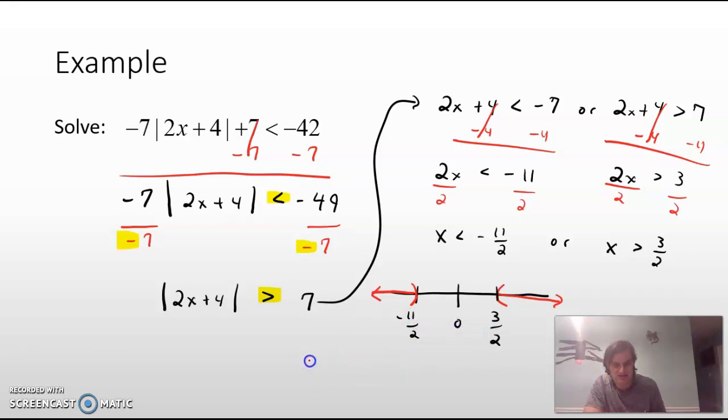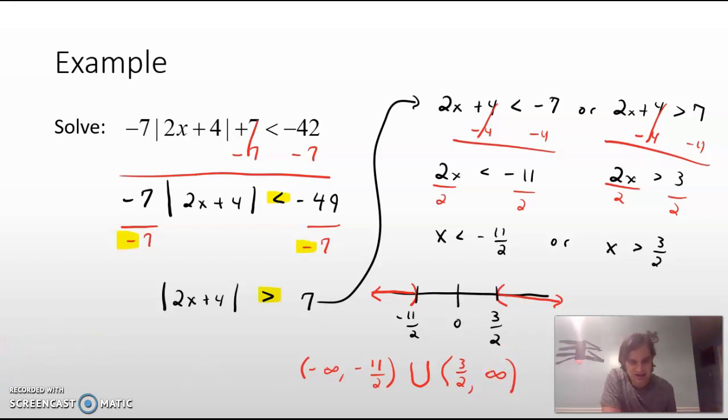Putting that in interval notation, left arrow is parenthesis, negative infinity up to negative 11 halves, parenthesis for the less than. And we said we could write "or," but we'll use the union symbol. And the right-hand side starts at 3/2, but it was a greater than, so parenthesis, and then a right arrow will give me infinity with a closed parenthesis.